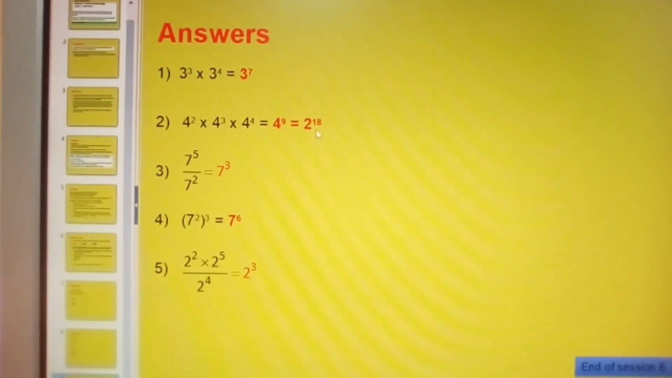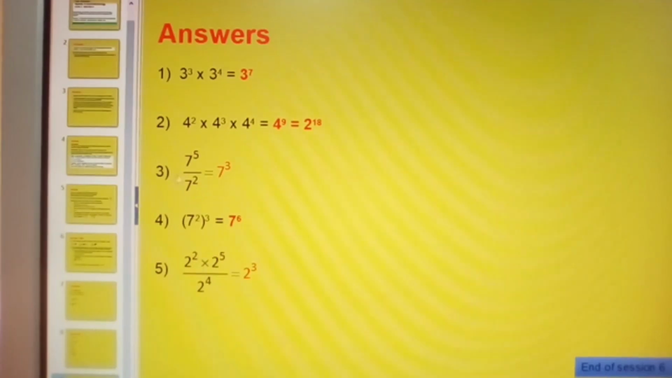Equals 2 to the 18. Why 2 to the 18? Because here it's divided by 4 to the 2 and multiplied by 2. Okay, that gives you 2 to the 18. And 7 to the 3, because here 7 to the 5 minus 2 will leave us 7 to the 3.